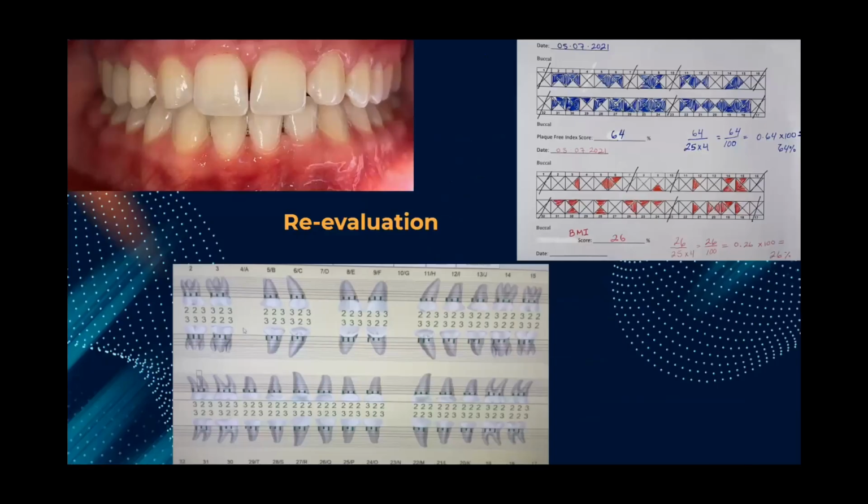For the reevaluation, she did improve on her plaque index, which is amazing. She was before 82.29, and now she's at a 64, which is, wow, definitely more than the 10% that we expected to improve. Her marginal bleeding index did improve slightly. It was 33 before, and now it's 26. Not big, but it's still better than what it was before.